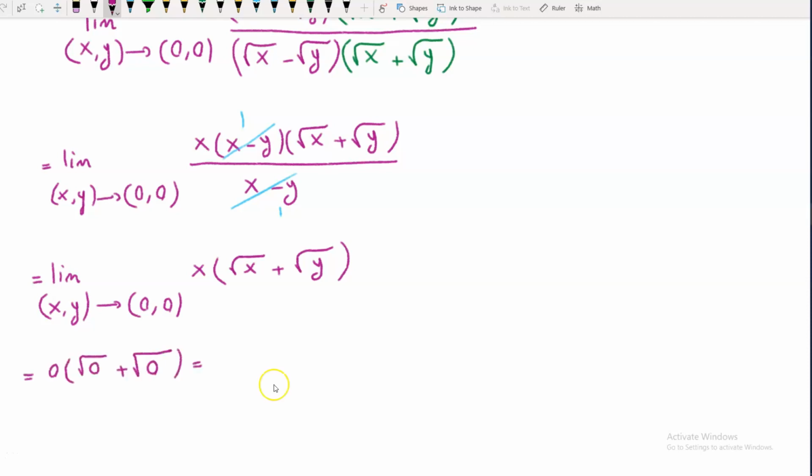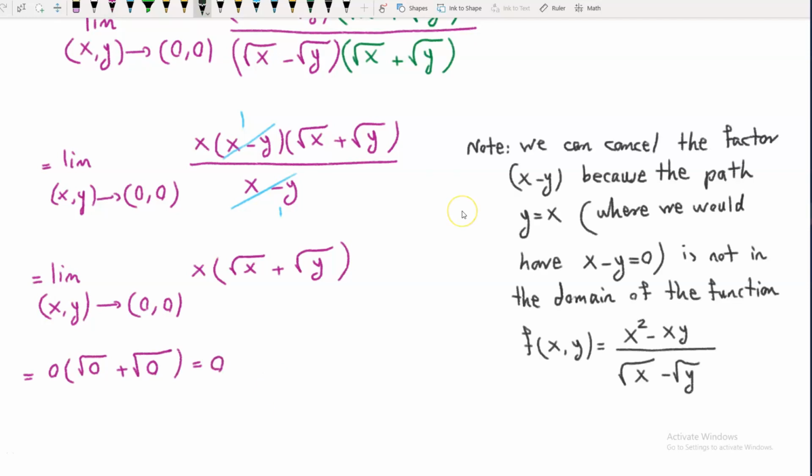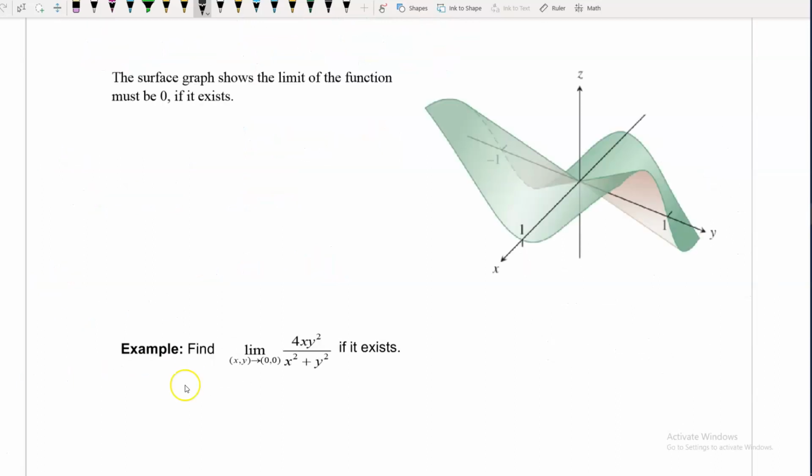So here we have 0 times (the square root of 0 plus the square root of 0), so this is equal to 0. We were able to cancel the factor x minus y because y equal to x is not in the domain of the function. So on this part, this is our final answer. The surface graph shows that the limit of the function must be 0 if it exists.